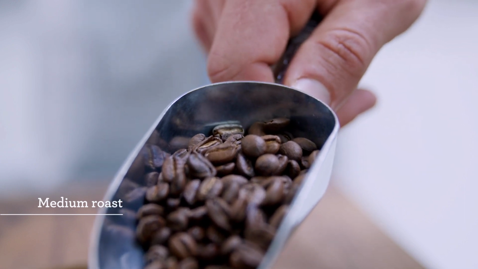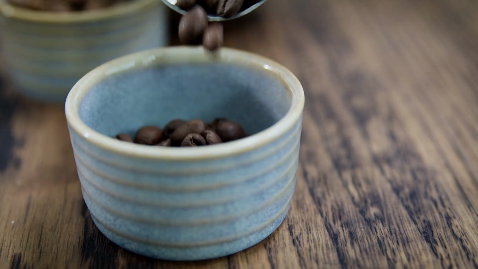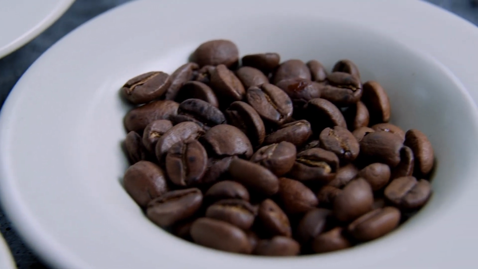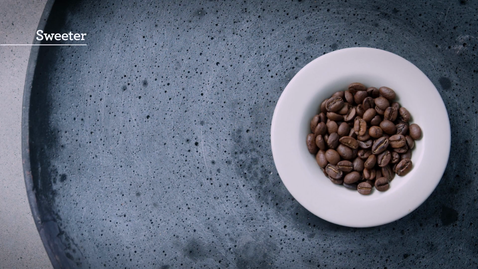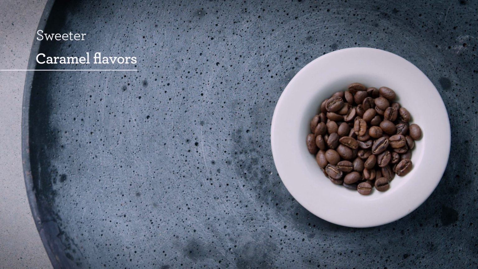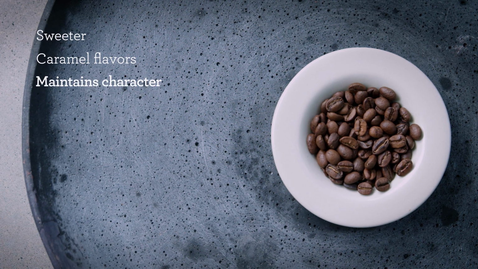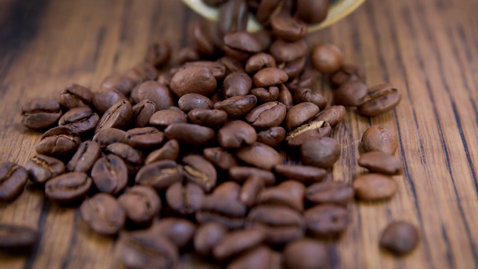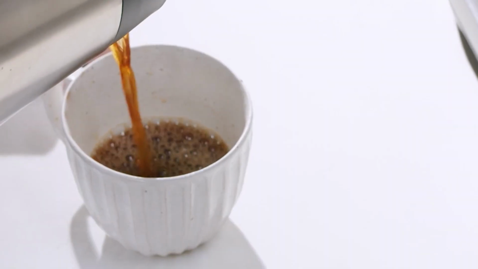A medium roast is brown in color, like milk chocolate, and offers more body than a lighter roast. The coffee starts to develop more sugars and begins to highlight those sweeter, caramel flavors of a longer roast while maintaining most of the coffee's inherent character before imparting any roasty flavors. Medium roasts can provide a more balanced flavor and aroma.